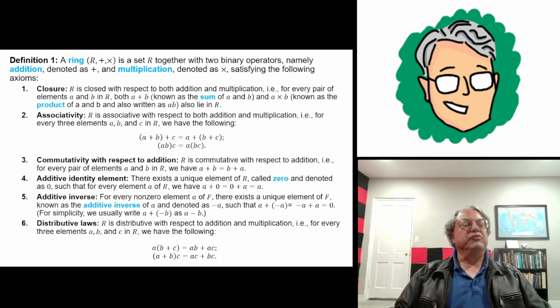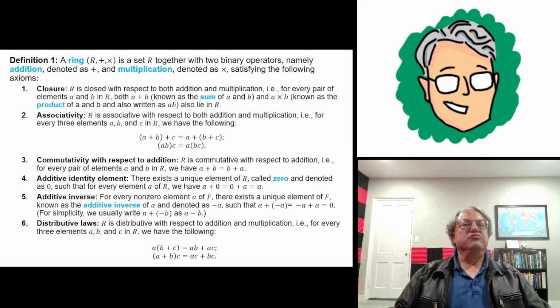And then commutativity with respect to addition. It's not necessary for a ring to be commutative with respect to multiplication. There are times when we might want to study rings that are not commutative with respect to multiplication, but they're always commutative with respect to addition. So if a and b are two elements of the ring R, we have a plus b equals b plus a. Then we have the additive identity element. There's an element of our ring which we call 0. It means that for every element a of R, we have a plus 0 equals 0 plus a equals a.